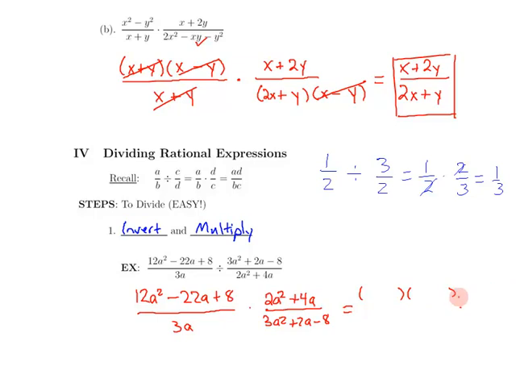factor it. Let's see, first thing I need to do before I factor that is I need to pull out a GCF. Right? The GCF here is going to be, I can pull a 2 out of all of those. And that leaves me with a 6a squared minus 11a plus 4. On bottom I have a 3a. On top of the second fraction I'll pull out a 2a, and I'm left with a plus 2. On bottom I can factor this one.